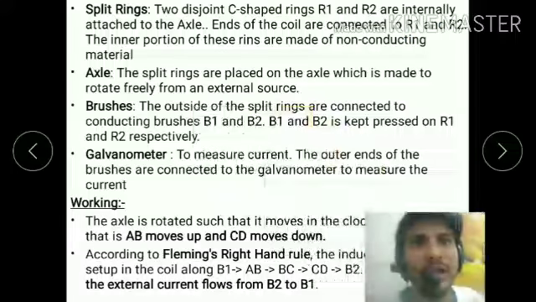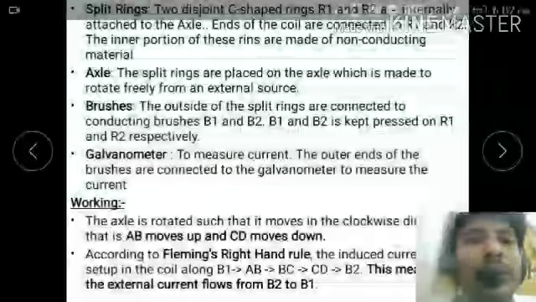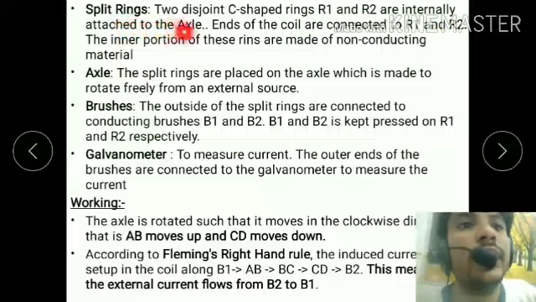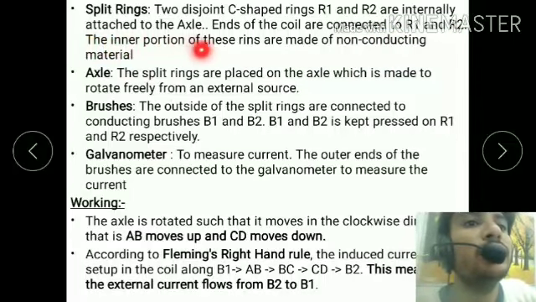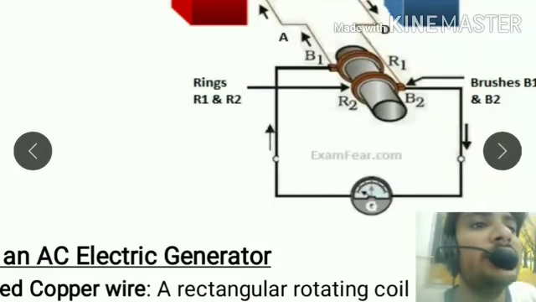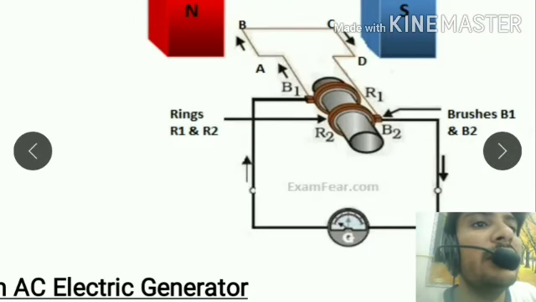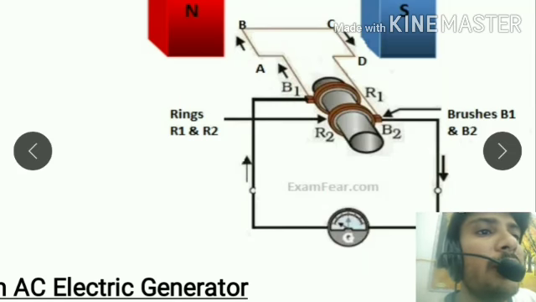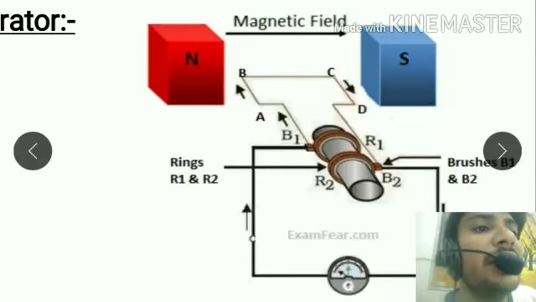The third point is split rings. What is split rings? Two adjacent C-shaped rings R1 and R2 are internally attached to the axle. The ends of the coil are connected to R1 and R2. The inner portion of these rings is made of non-conducting material. Look at that, this is R1 and this is R2. This is called split ring. The first part, R1, is connected with point A of the rectangular copper wire, and R2 is connected with point D.